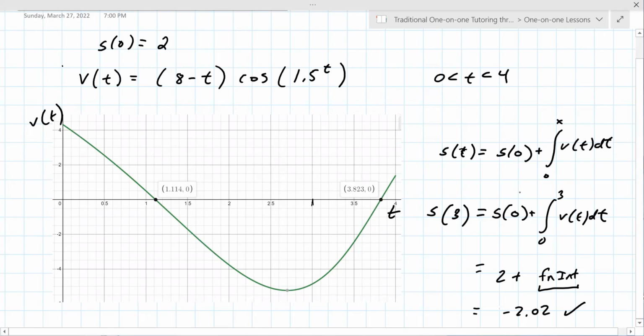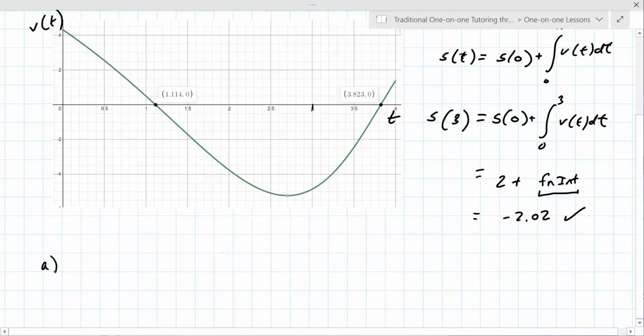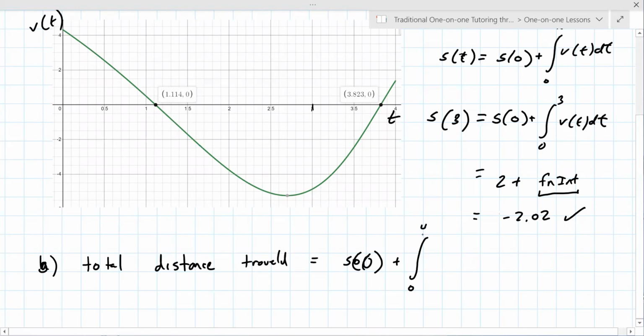So I could ask you any number of questions. I could ask you, S of 1, S of 2, really anything in there. But then you get to the more interesting questions, the ones that you're more likely to see on your exam. So we'll call that B. The first thing I could ask you is the total distance traveled by the particle. Total distance traveled is S of 0 plus the integral from 0 to 4 v of t dt.